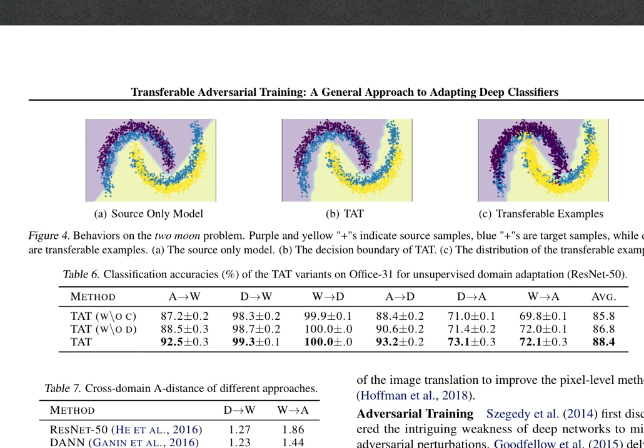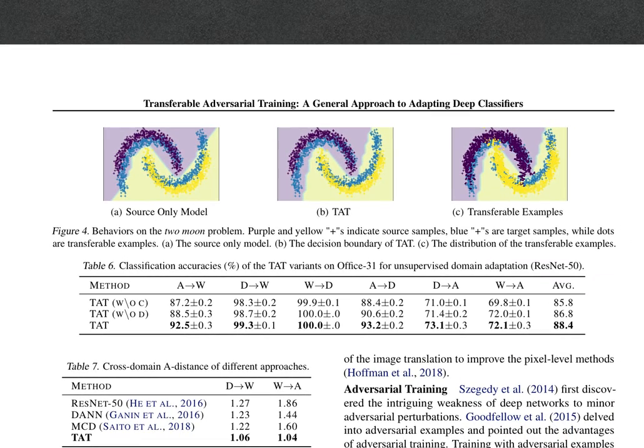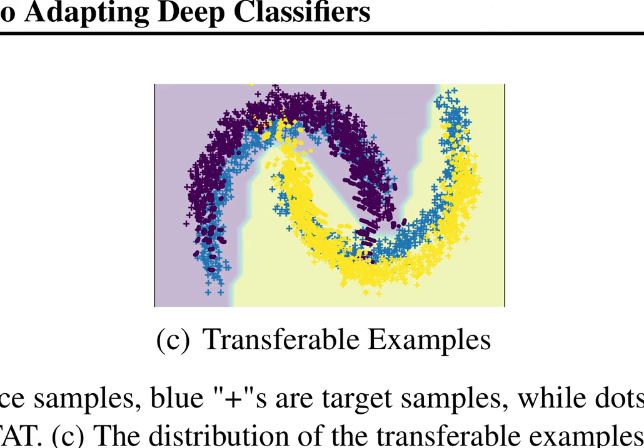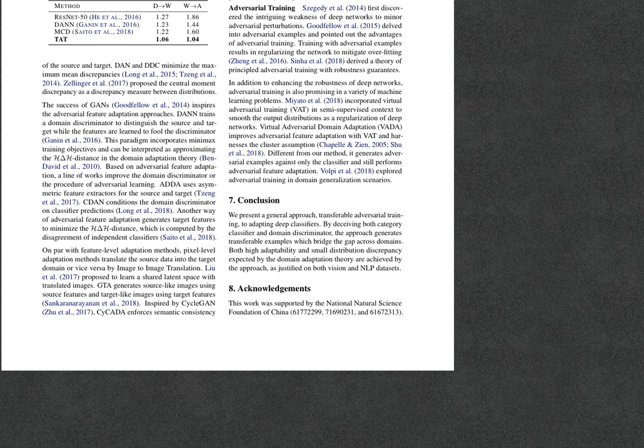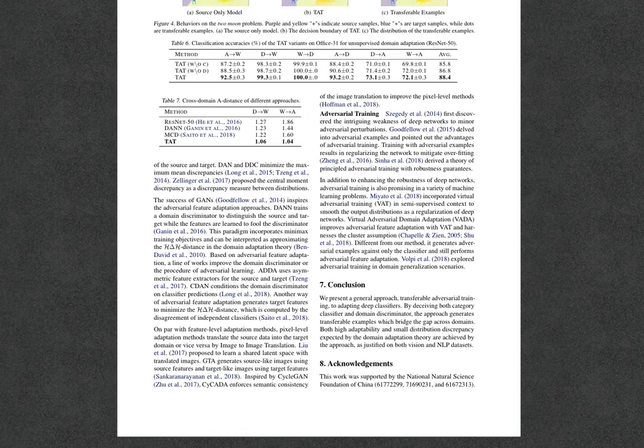Using scikit-learn and the Blue Moon examples, they ran a pretty nice and illuminating example here in figure 4. Here, the purple, red, and yellow points are the source elements. The blue pluses are the target elements, and the dots are all the transferable examples. You can see in this figure how they help with pushing the decision boundaries away and how nice they look. And that basically concludes this video. Thank you so much.